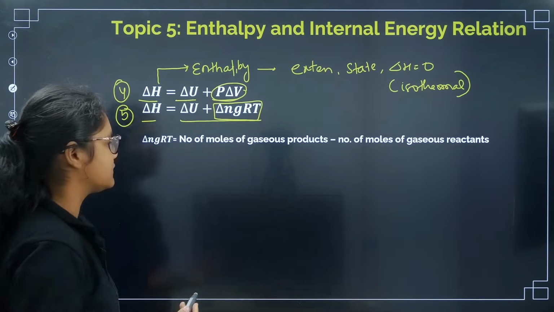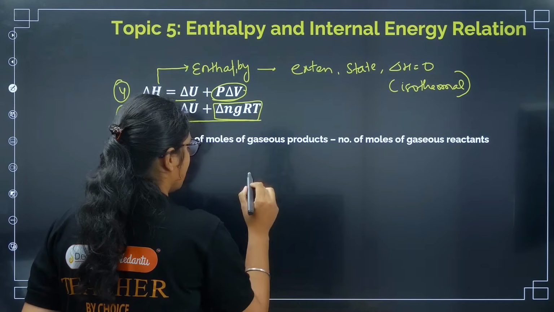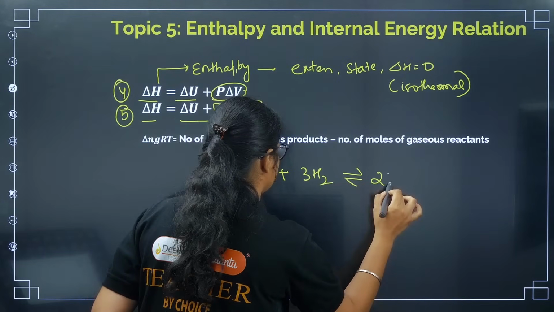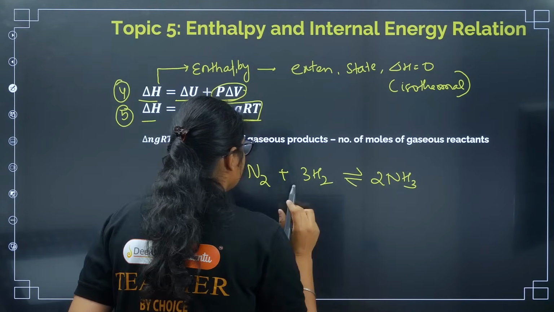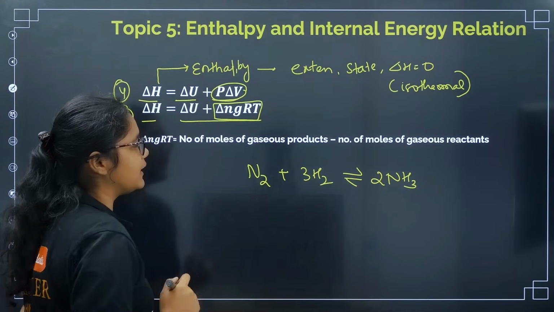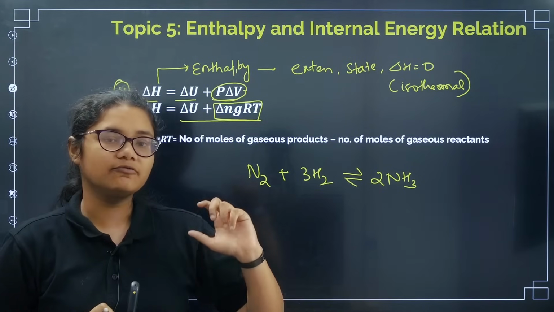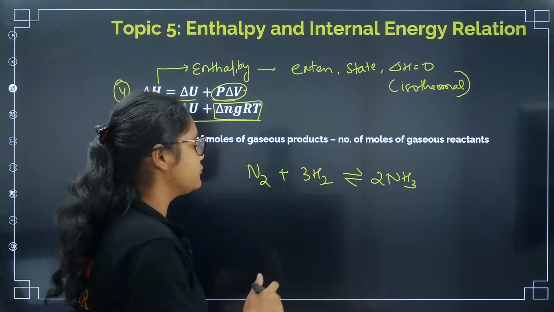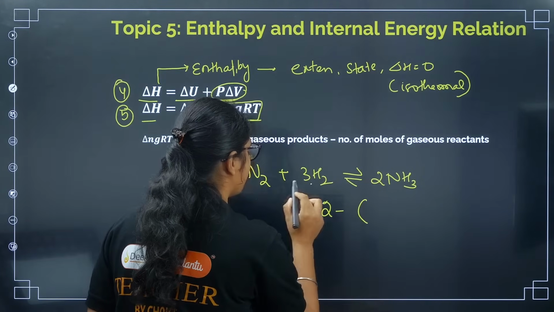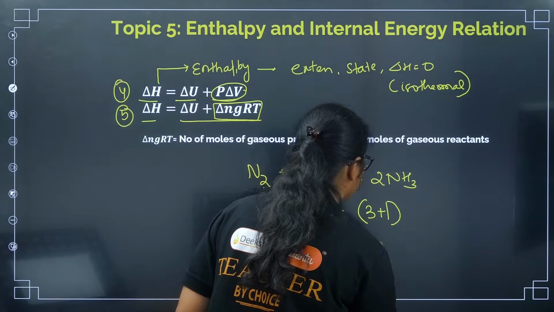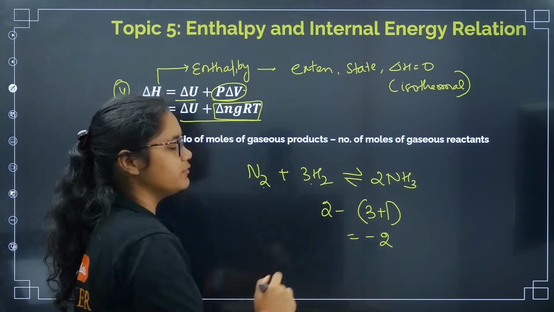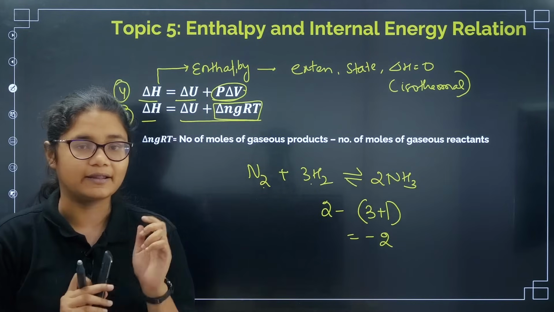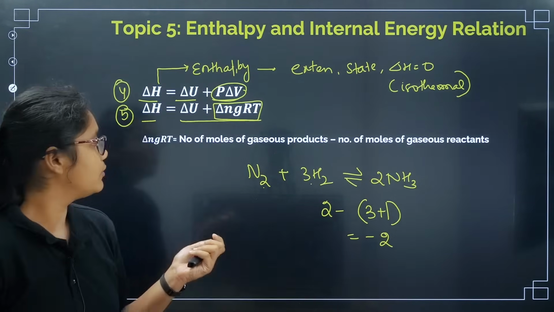Now how has this formula come? For example, you have a reaction N2 plus 3H2 gives 2NH3. Now how to calculate delta Ng? Delta Ng will be the number of moles of gaseous products minus the number of moles of the reactants. So if you see here, we have 2 moles on the product side, minus 3 plus 1, that is equal to 4. So we will get minus 2. Delta Ng value will be minus 2. Clear? That is how you can use this formula to calculate the enthalpy of any reaction. Now let us go to the next one.